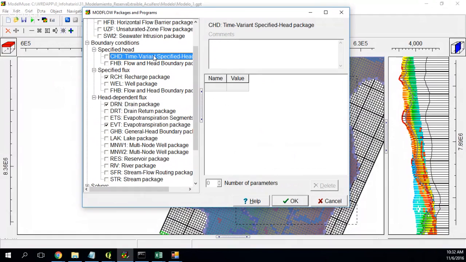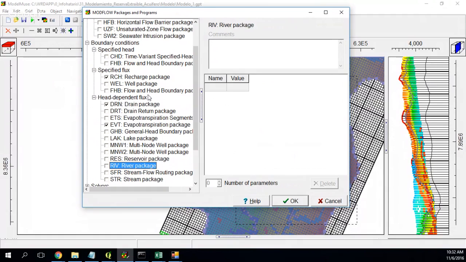Okay, then you have the lake package if you want to simulate some process on lakes. And this is the multi-node well, where you want to distribute your well along many cells. The reservoir package is really interesting because you can relate your reservoir with the inflows and the groundwater flow, to see if your reservoir will fill or if all the water flowing into the reservoir will just be used as seepage.